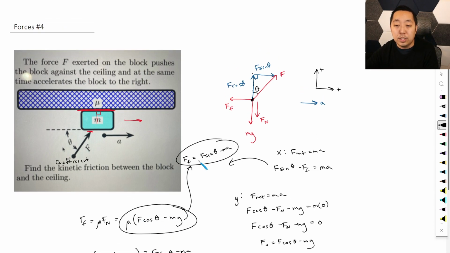But the big part is to make sure you understand how you do the free body diagram, how you set things up, F net equals ma. That process is the main thing that you want to learn when you're doing these kinds of force problems.